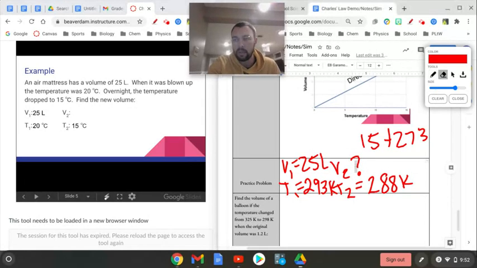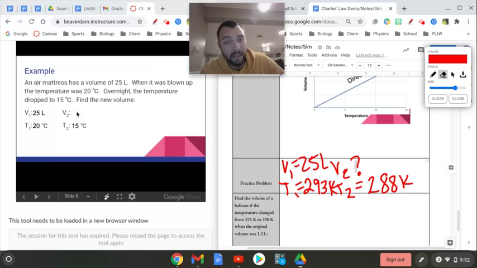Okay, that's what we're looking for here. So how do we find the new volume? Now, these numbers that I have up here are not going to be 100% accurate because I forgot to add the 273. I should have done that. Must have been a late night when I was doing notes.